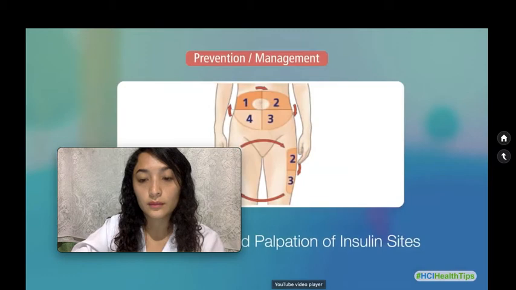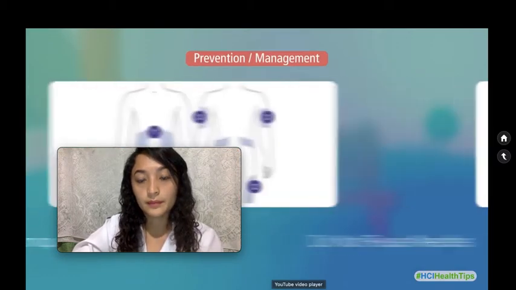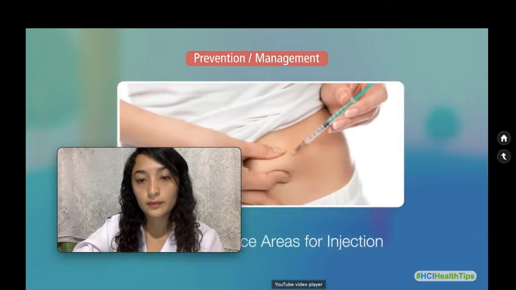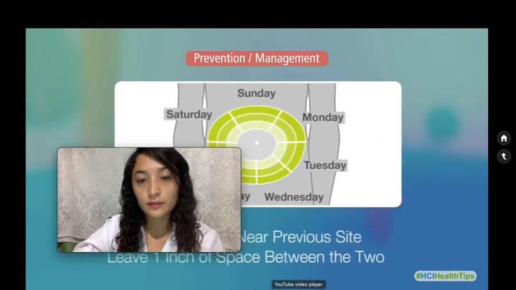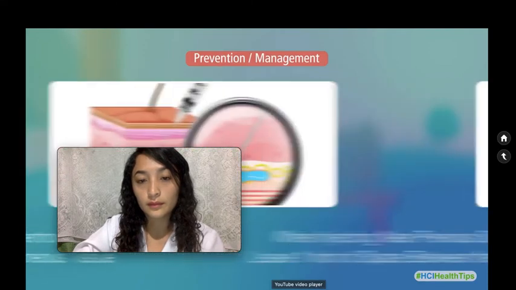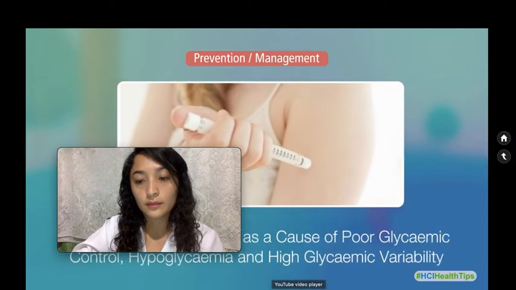Regular inspection and palpation of insulin sites. Do not reuse needles. Follow correct site rotation techniques. Use large surface areas for injection. When injecting near a previous site, leave 1 inch of space between the two. Reduce the dose of insulin in habitual lipohypertrophy site injections when shifting to normal subcutaneous tissue. Rule out lipohypertrophy as a cause of poor glycemic control, hyperglycemia, and high glycemic variability.